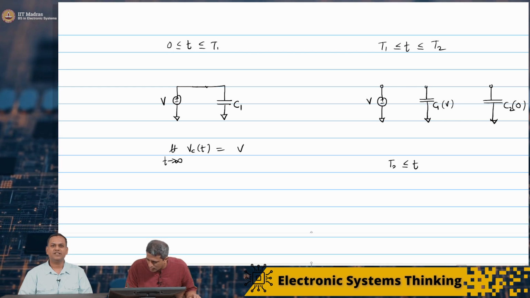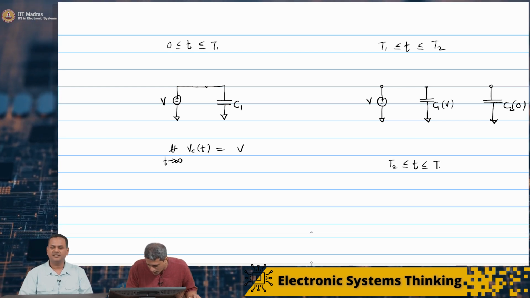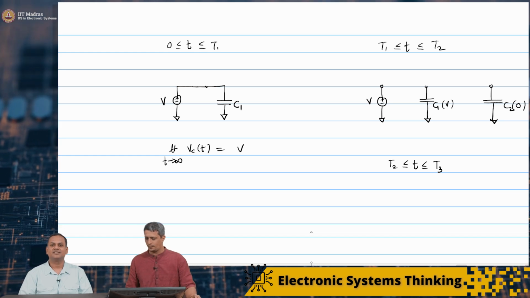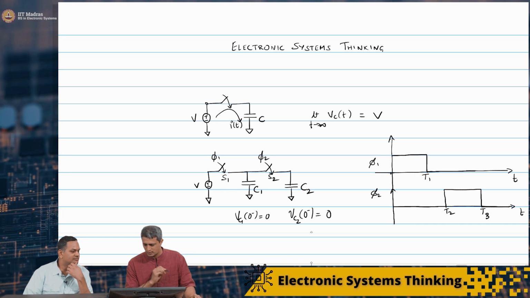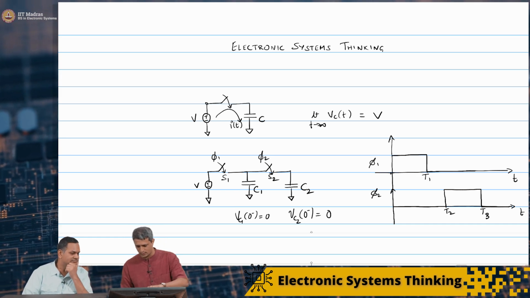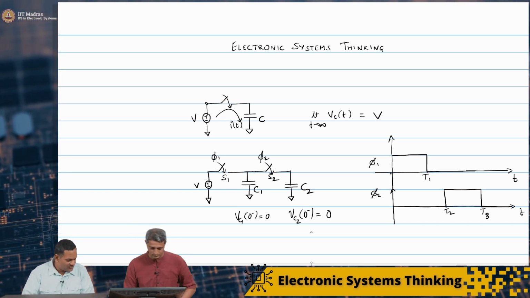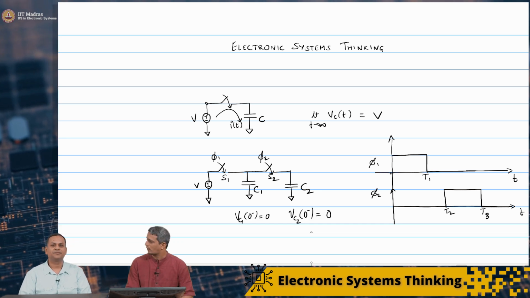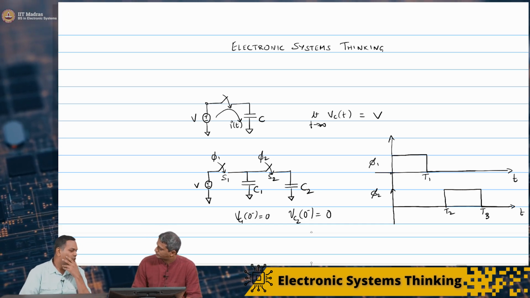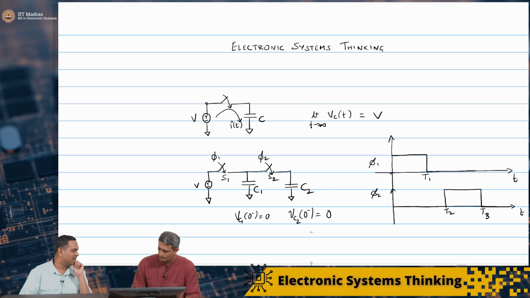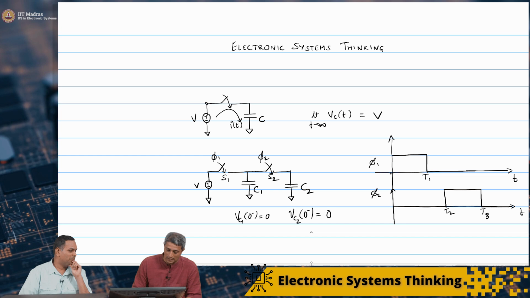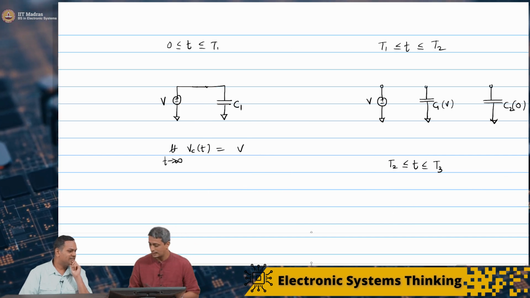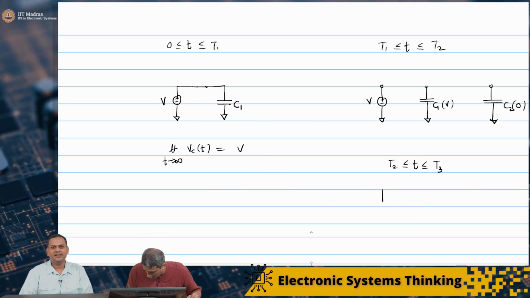Great. So now let's look at the last phase, T2 to T3. What we have here now is the switch S2 is closed, S1 is open. So you now have C1 and C2 in parallel, a network with the top plates of C1 and C2 connected. Let me redraw that.